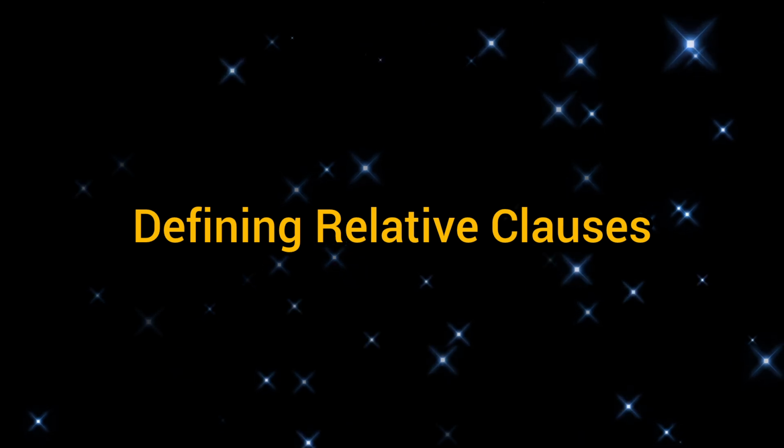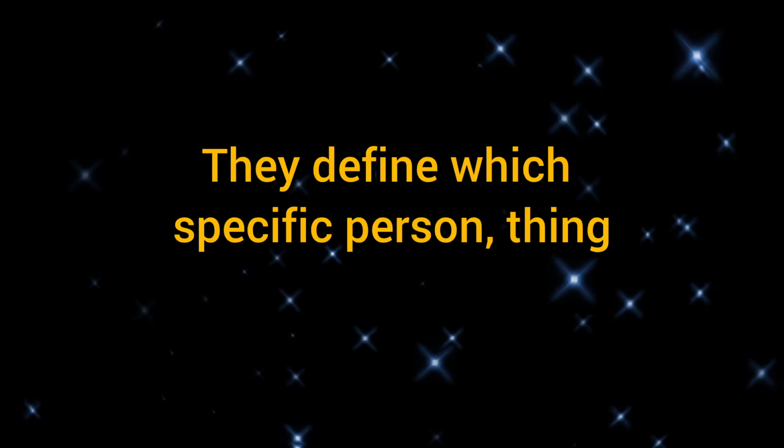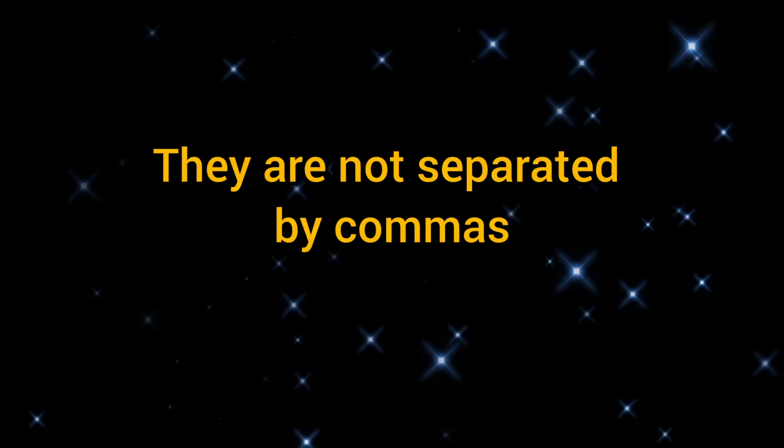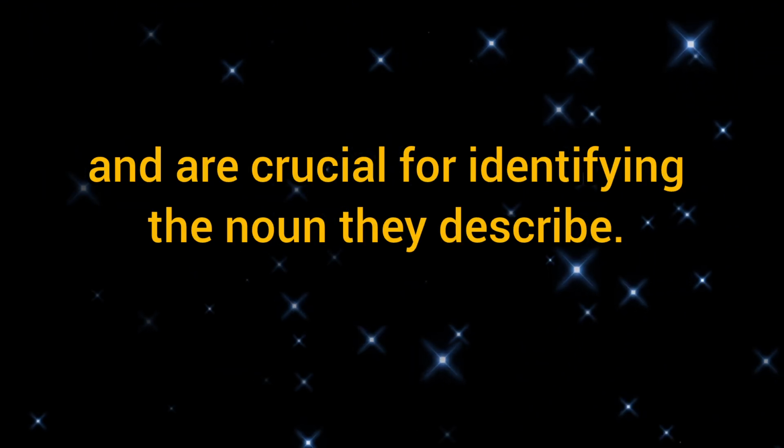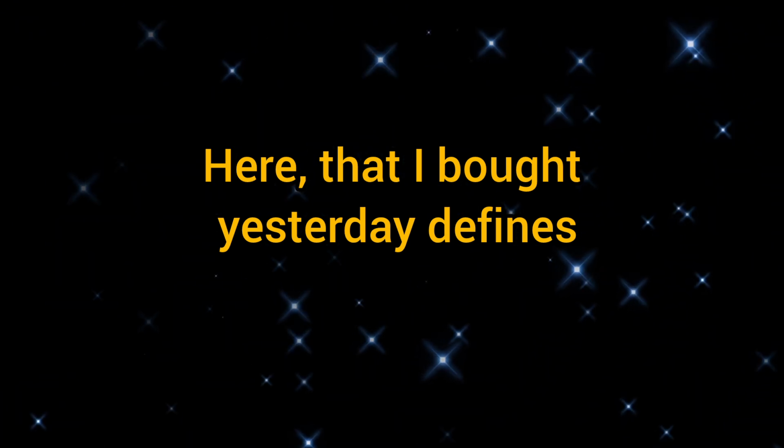Defining relative clauses. Definition: defining relative clauses provide essential information about the noun they modify. They define which specific person, thing, or group is being referred to. Usage: they are not separated by commas and are crucial for identifying the noun they describe. Example: the book that I bought yesterday is on the table. Here, that I bought yesterday defines which book is being talked about.